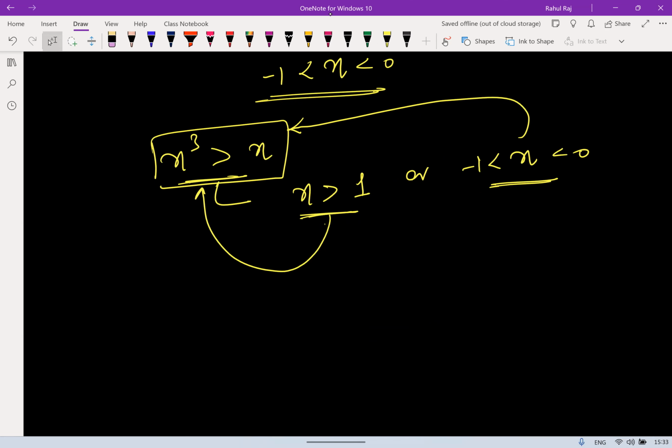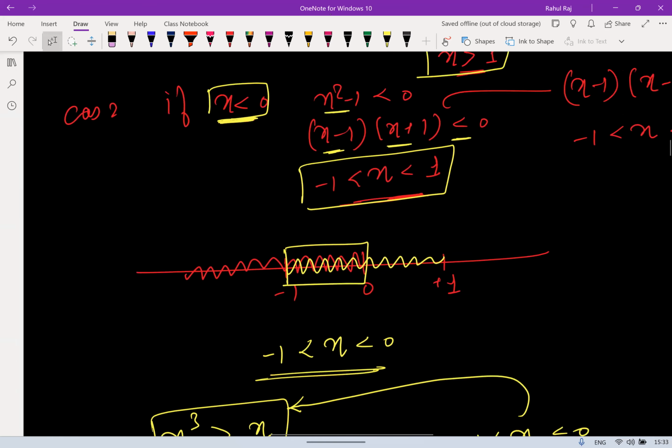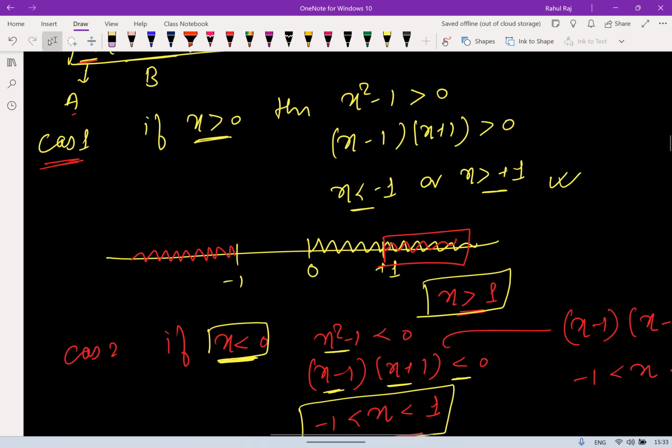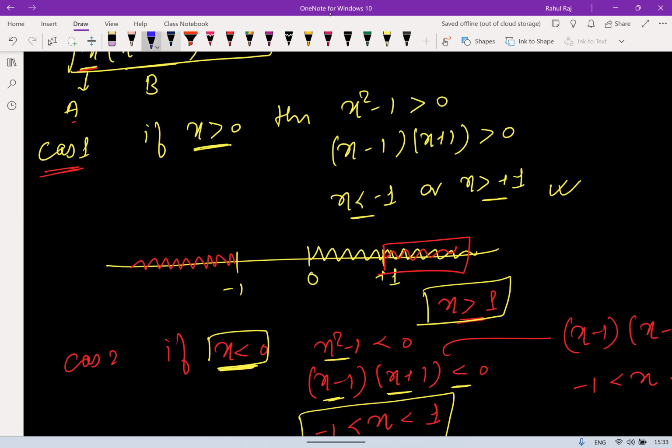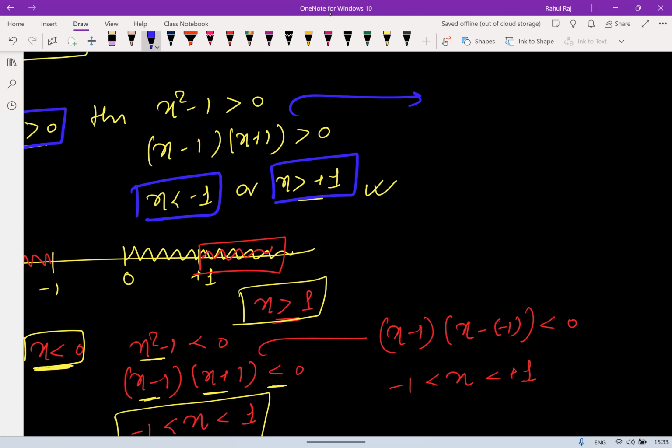Sir, one more time in case 1, 100%. Yeah, in case 1, this is one case. I'll just write it off. This is the second, where (x minus a)(x minus b) is greater than 0. So here it means x minus 1 and x minus the negative of negative 1 is greater than 0. So x is less than negative 1 or x is greater than positive 1.